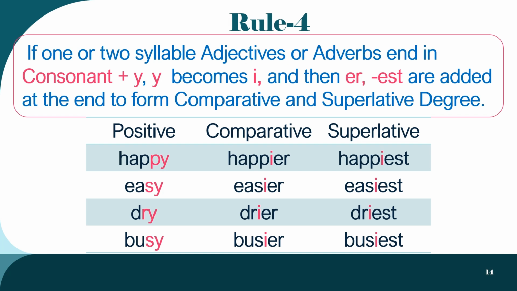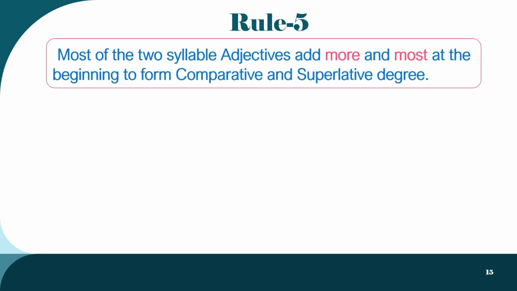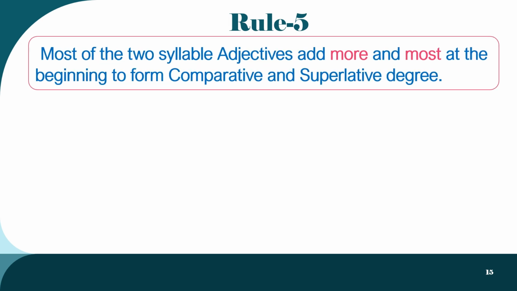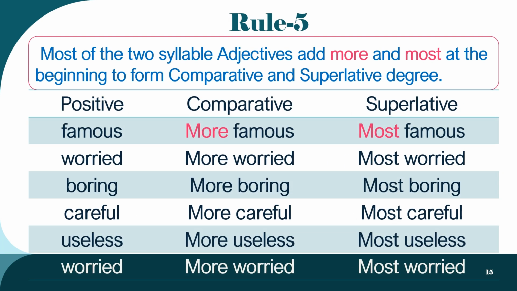And rule 5 is only about two syllable words. Most of the two syllable adjectives add more and most at the beginning to form comparative and superlative degree. Examples are famous, more famous, most famous; worried, more worried, most worried; boring, more boring, most boring; careful, more careful, most careful; useless, more useless, most useless.